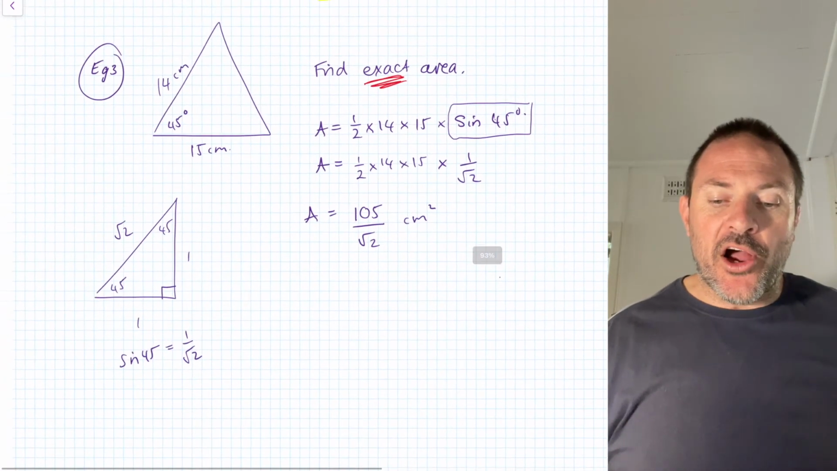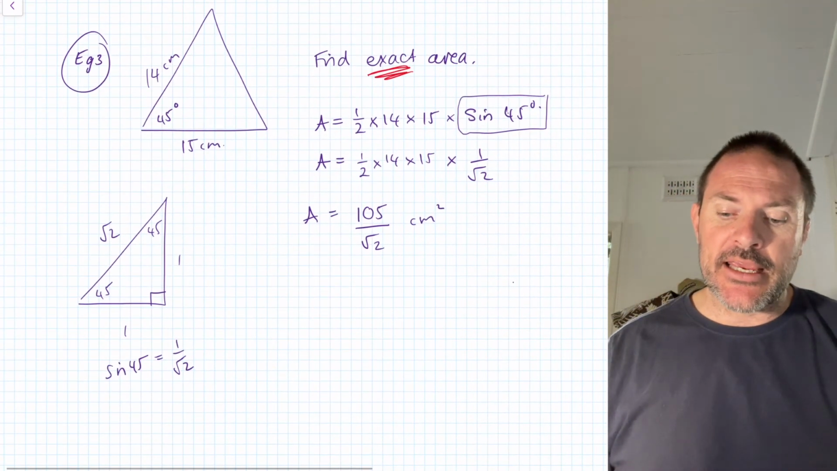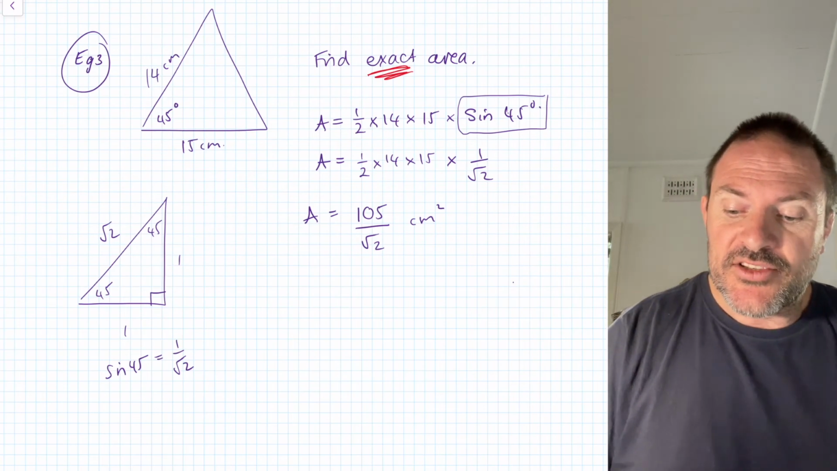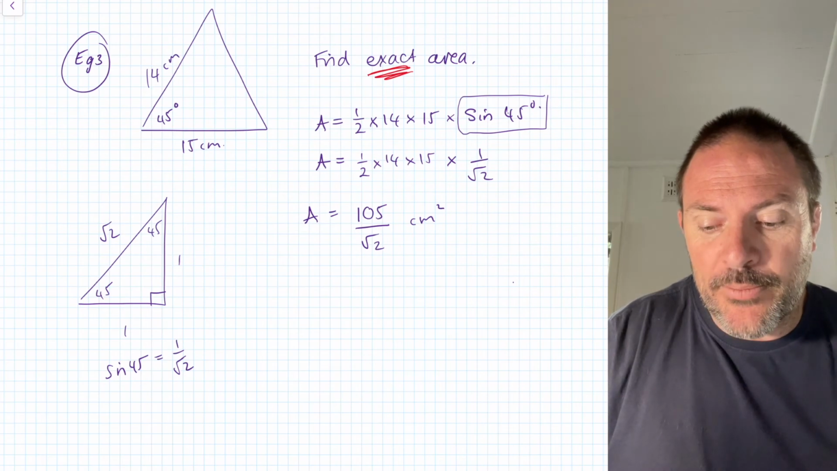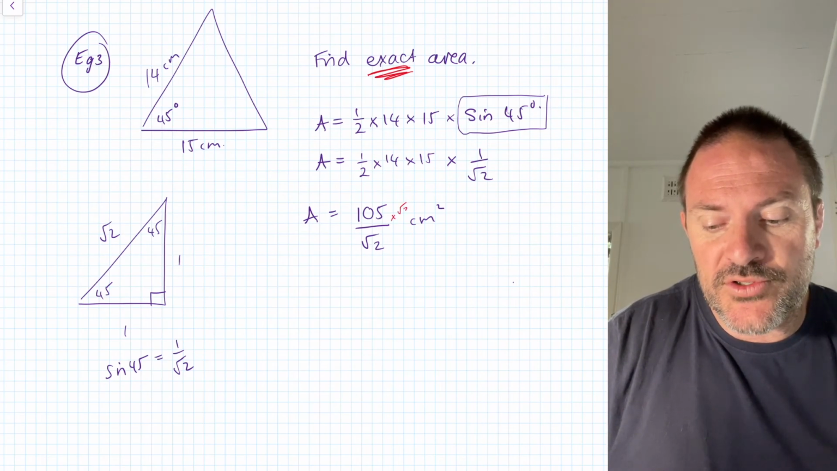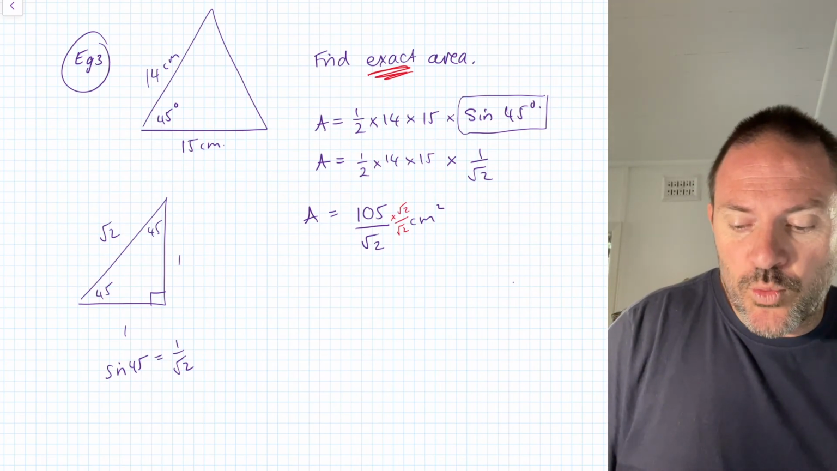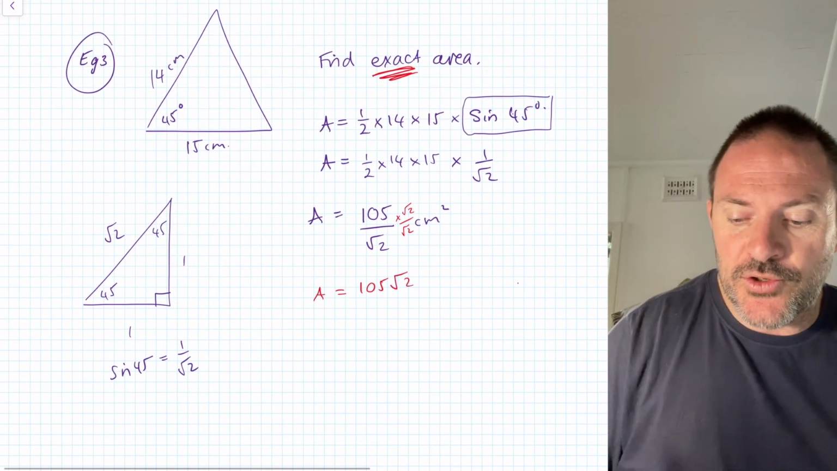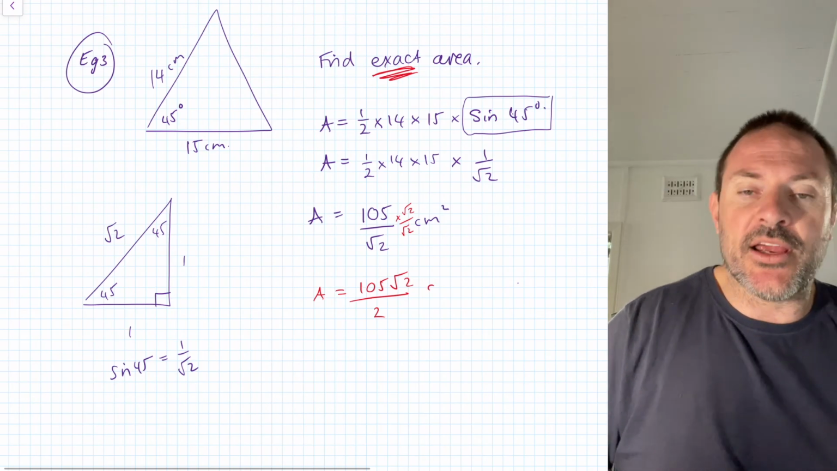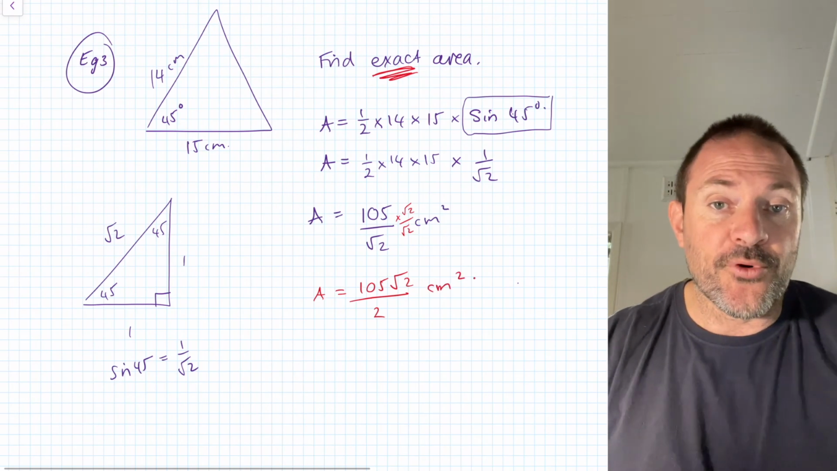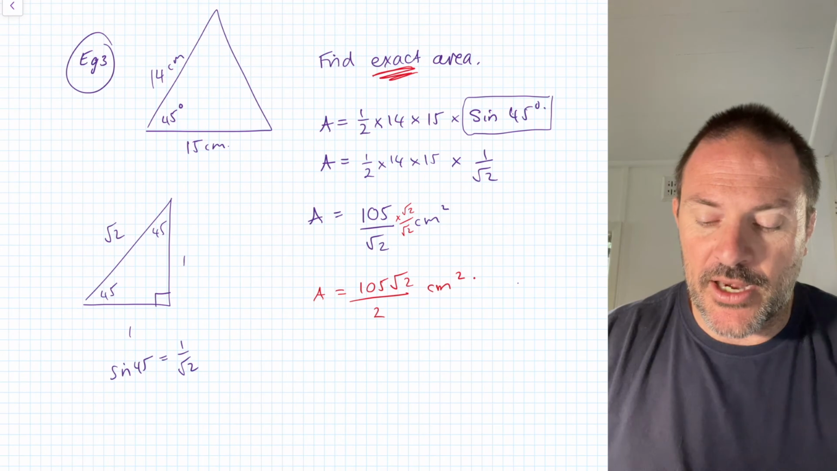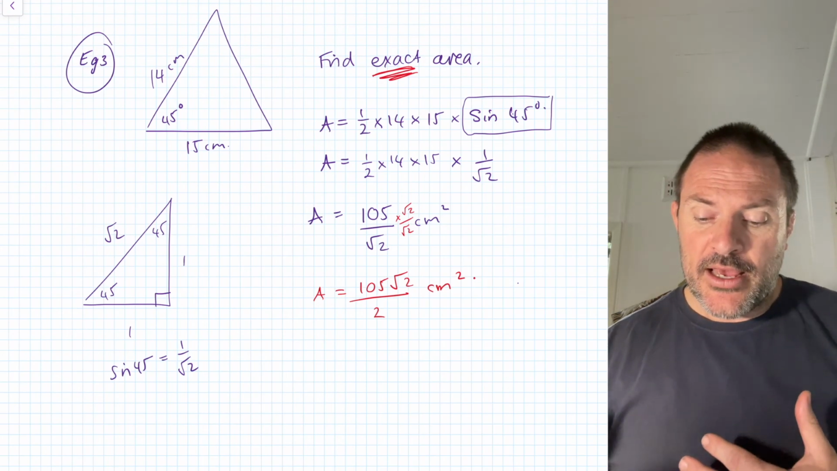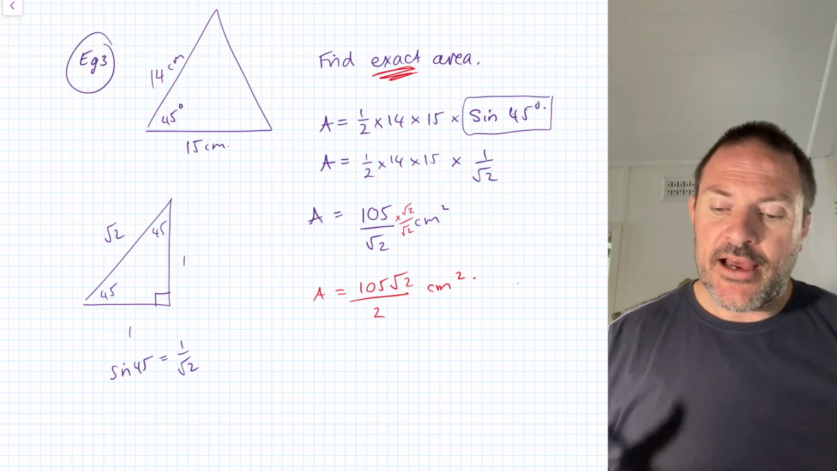Okay, now I hope a few of you might be yelling at me and saying, Mr. Pay, that's not rationalized. So technically speaking, it's not simplified. So we might like to rationalize that by timesing it by root 2 over root 2 and making it into 105 root 2 all over 2 centimeters squared. And that would certainly be a nicer way to write that, having a rational denominator. But that's the only other really hard question I think I can come up with in terms of the area rule.